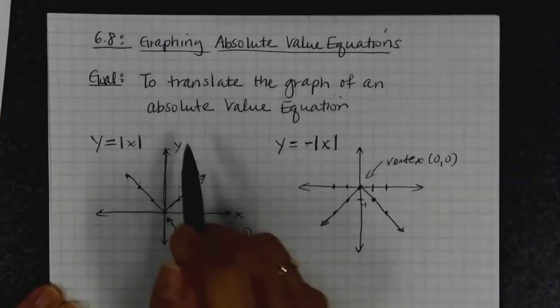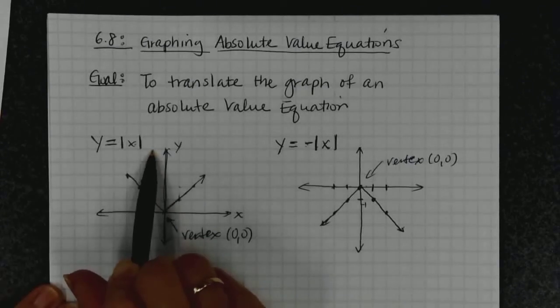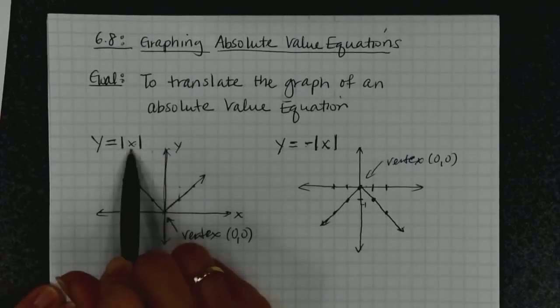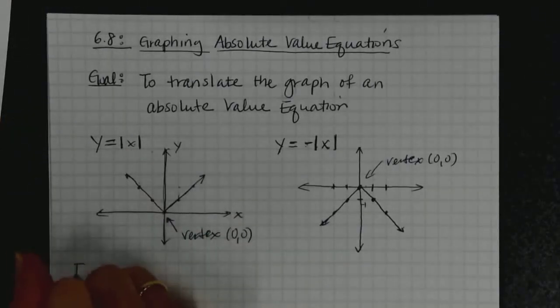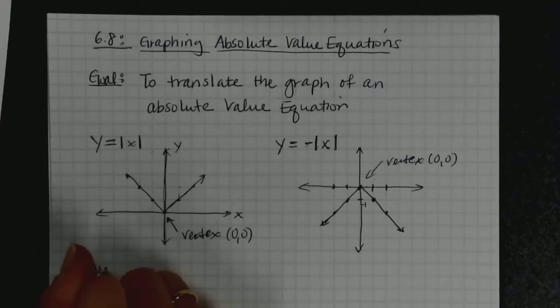So knowing these two pieces of information, what we're going to do is translate this graph by either adding a number on the outside of the absolute value or putting a number inside the absolute value of x, or both. So let's start with example number 1.